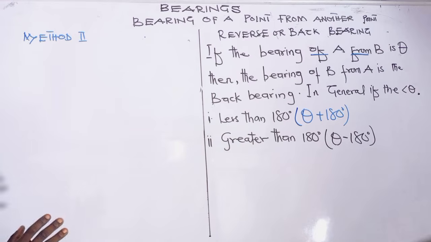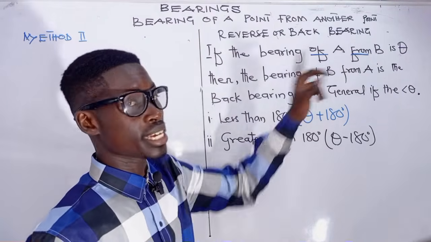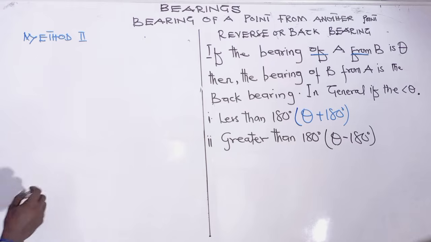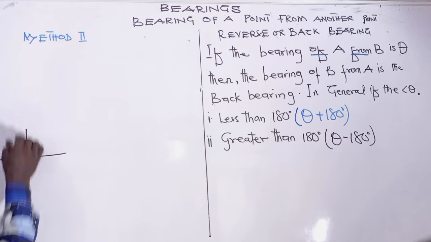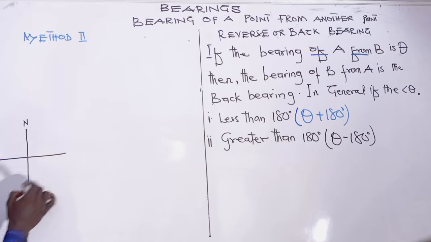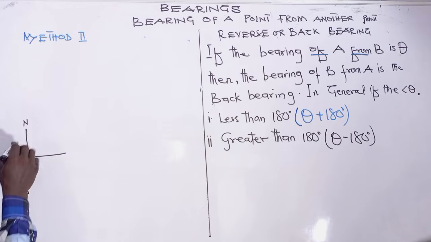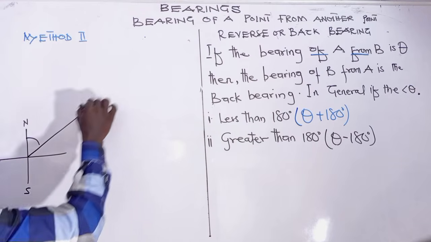So we want to use the sketch diagram to find the reverse or the back bearing. We are saying that if the bearing of A from B is angle theta, the first thing we have to do is draw our cardinal points. We have our north, south, east, and west. The bearing of A from B is angle theta, so we start measuring from the geographical north in a clockwise direction, and we end here.